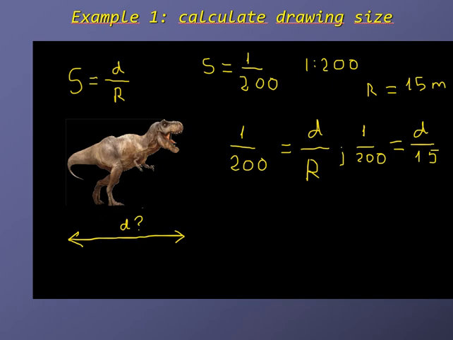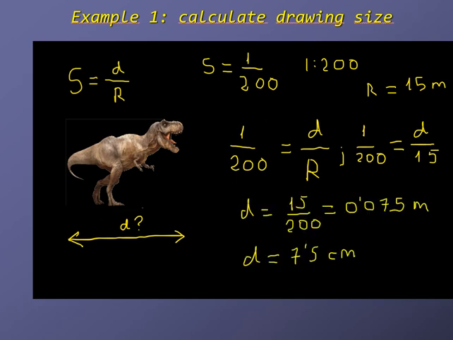The drawing size divided by the real size, that we know is 15 meters. So we cross the numbers, as you know how to solve this, and then dividing 15 by 200 means that the drawing size is going to be 0.075 meter. Be careful with the units, okay? So when you go to your paper, you have to draw a dinosaur 7.5 centimeters long.